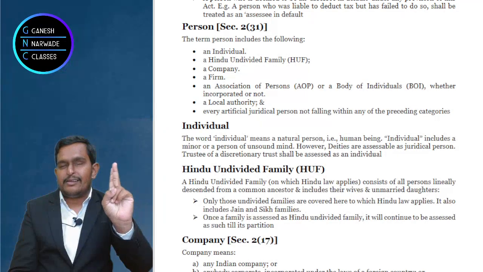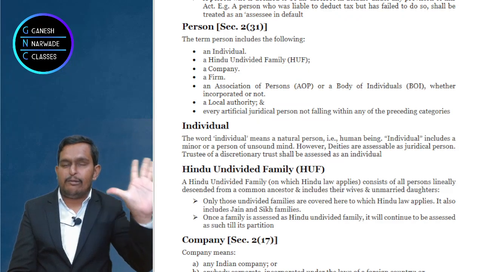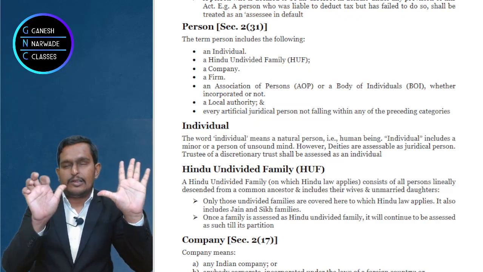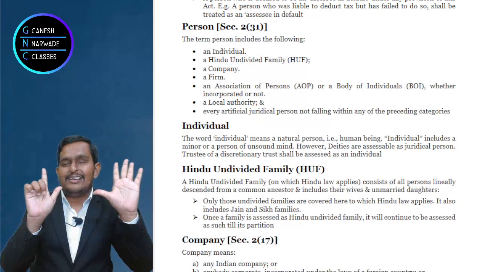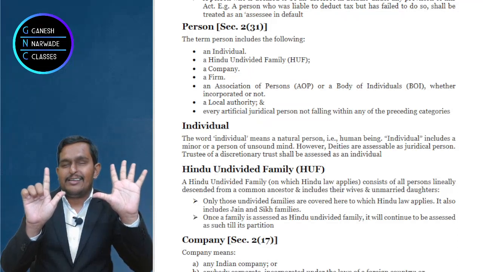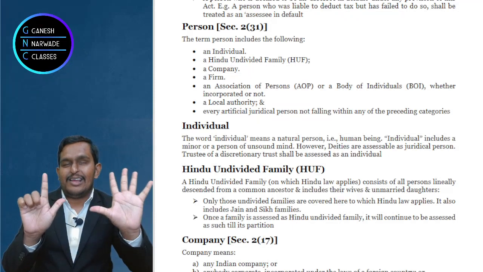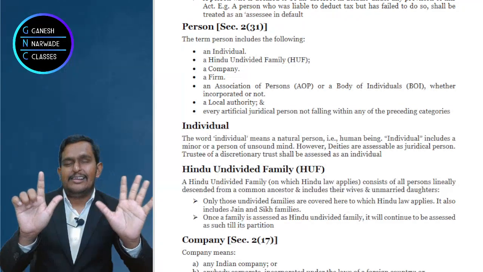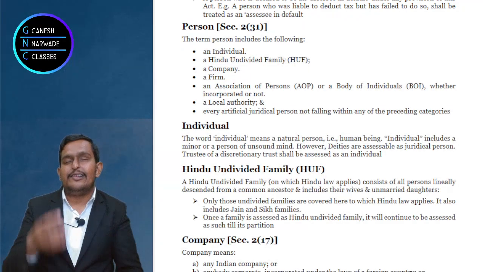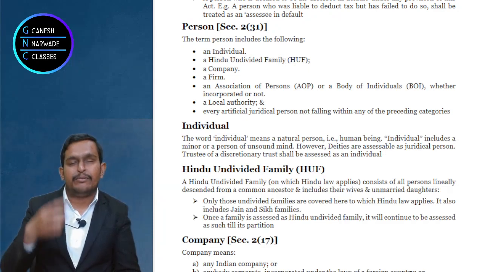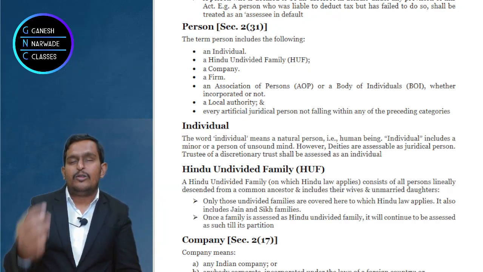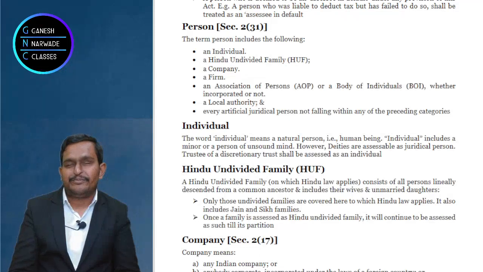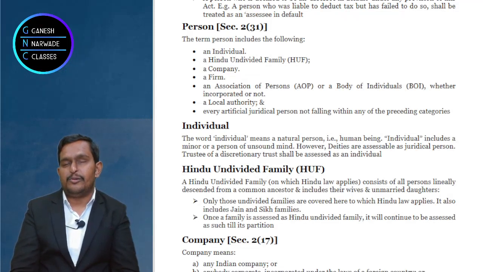HUF is a person. Company is a person. Partnership is a person. AOP/BOI is a person. Local authority is a person. And artificial juridical person. So how many persons are there? Look, here 5 fingers, here 2 fingers, 5 and 2 is 7, right? 7 persons are there. Individual, HUF, company, firm, AOP/BOI, local authority, AJP, artificial juridical person. Now individual I explained to you.